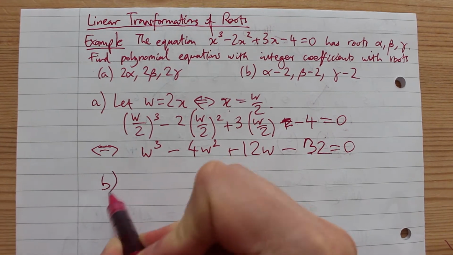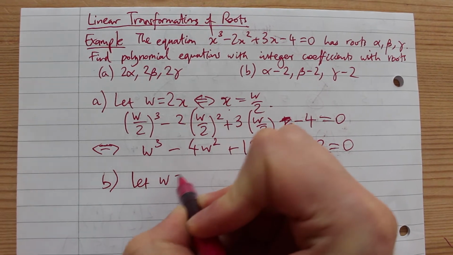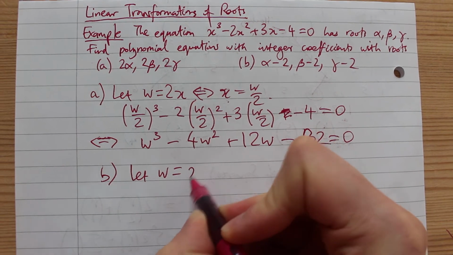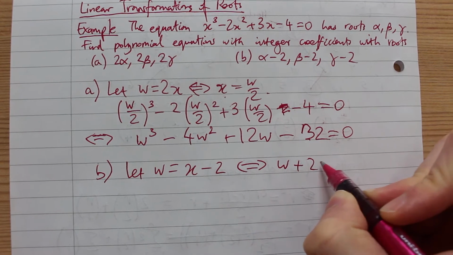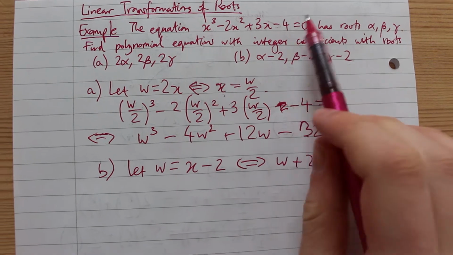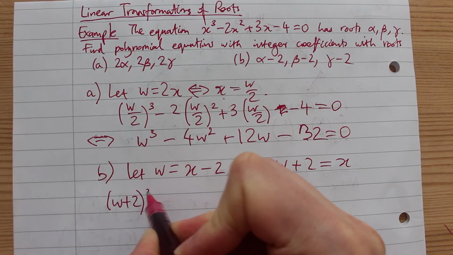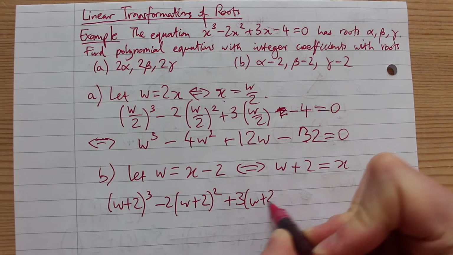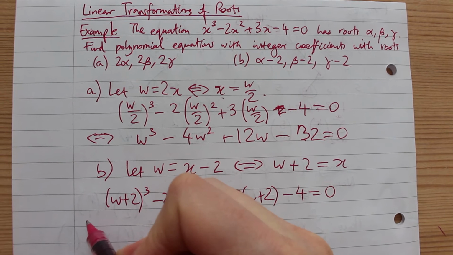And then for the second part, we can do a similar sort of thing. We'll let w this time be, well, each of these roots are 2 less than these roots, so let's let w be x minus 2. Which is equivalent to saying w plus 2 is x, and then we know x satisfies this equation, so let's replace x everywhere here with w plus 2. So we get (w plus 2) cubed minus 2 (w plus 2) squared plus 3 (w plus 2) minus 4 equals 0. And then let's just expand everything out.